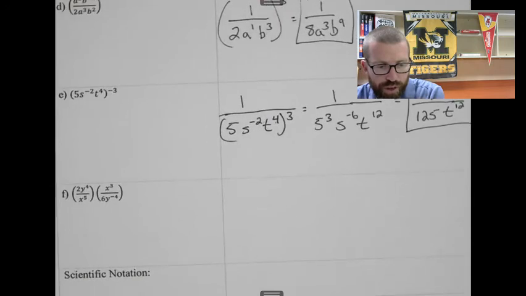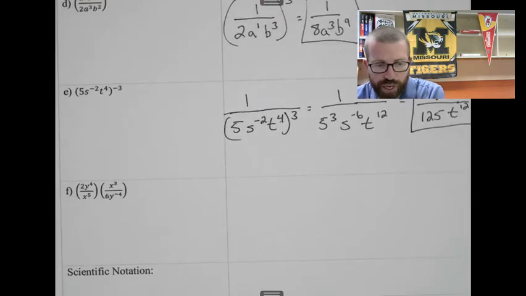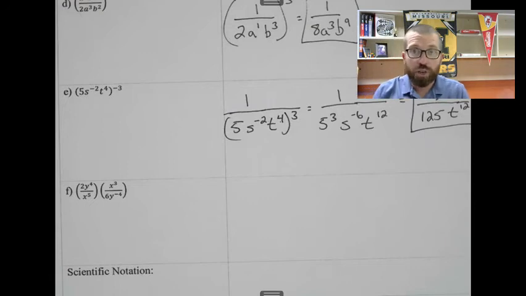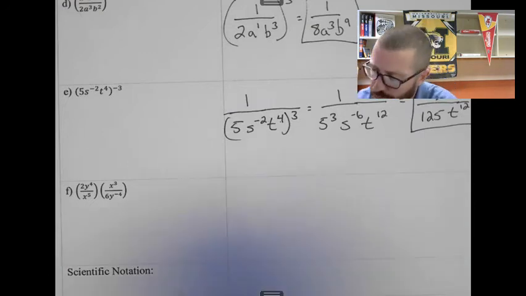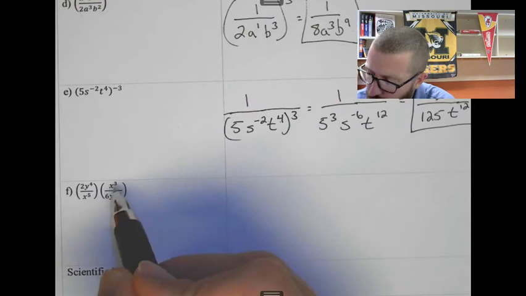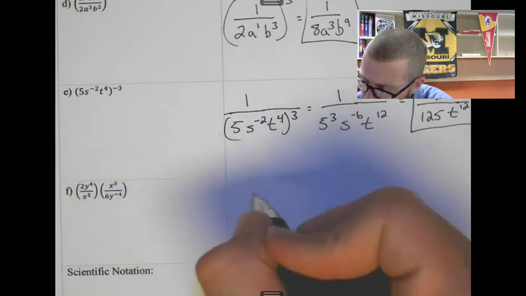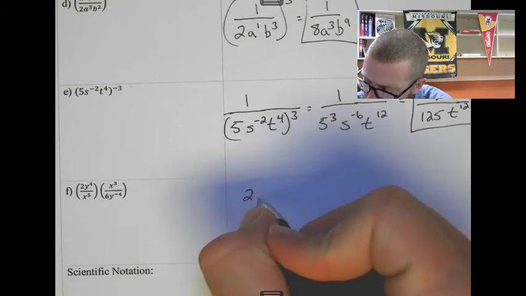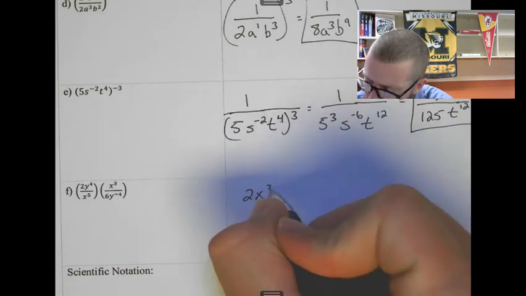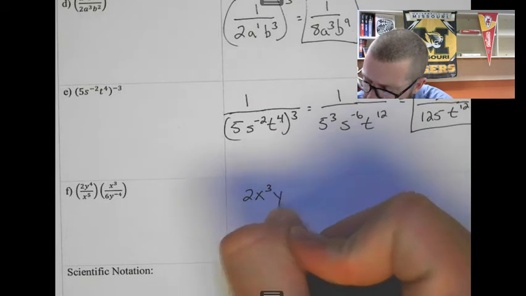Okay, and then F gets a little more complicated. So make sure you're pausing the video, trying these out. Here, when you multiply fractions, just multiply straight across is what it means. And so we can just write it as one fraction and not really do too much yet.